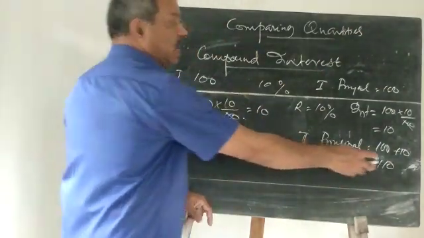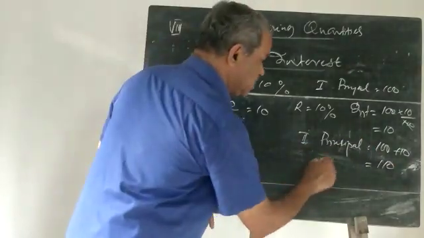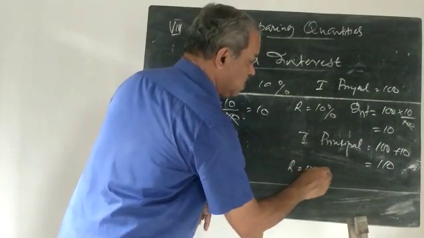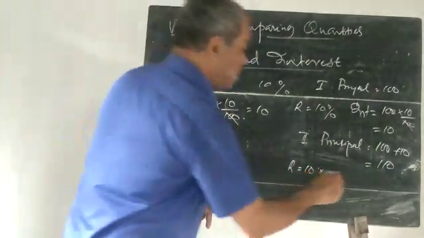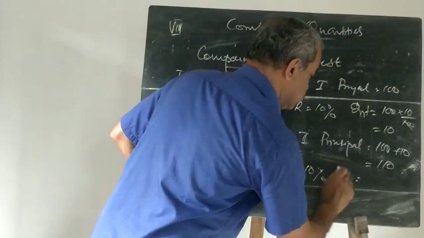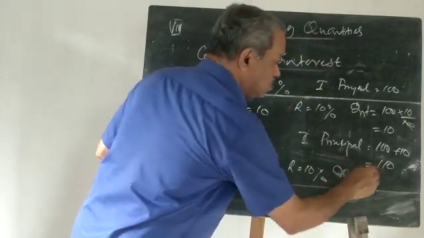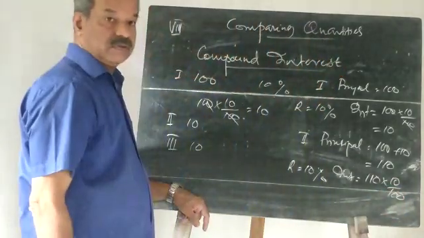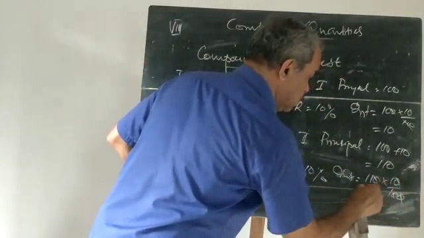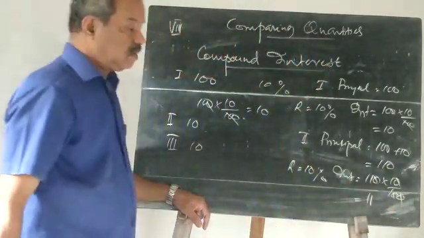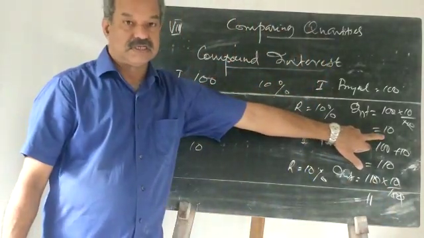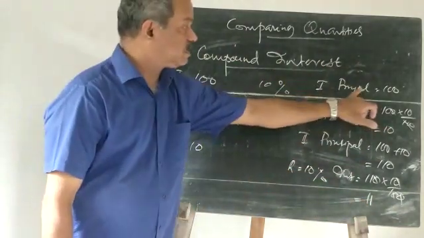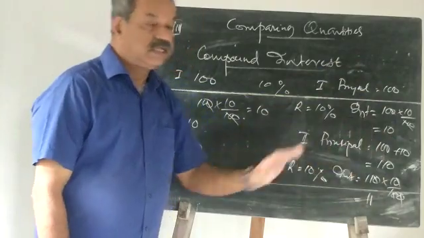Then the interest is calculated on this new principal of 110. There is no change in the rate of interest, R equals 10%. Then what is the new interest for the second year? 10% of 110 is 11 rupees. First year he got 10 rupees interest, second year he got 11 rupees. There is a change in principal, and also a change in the interest.